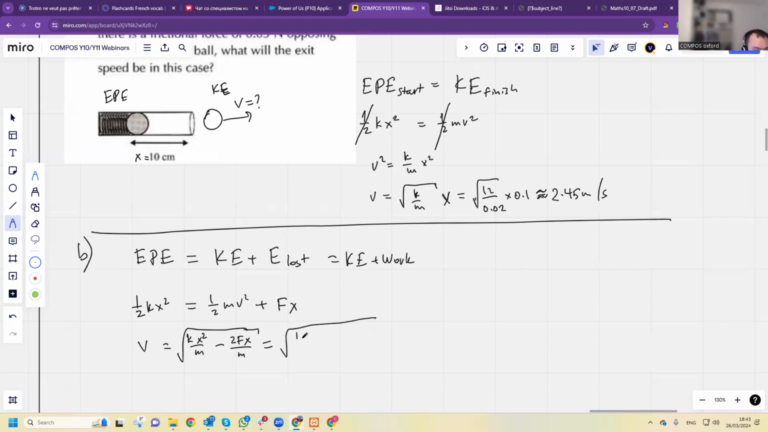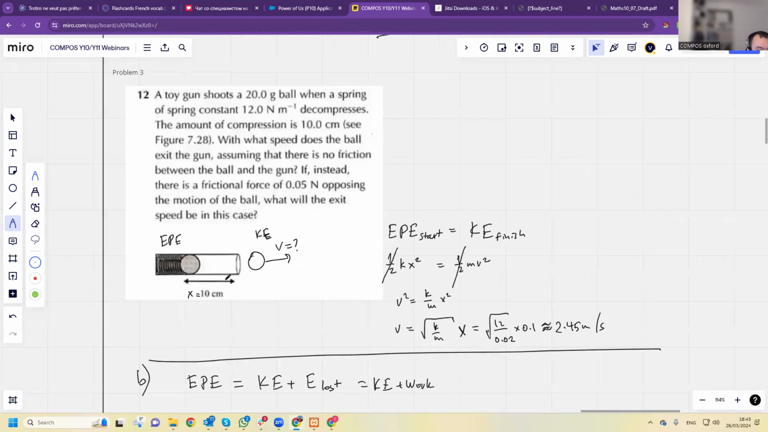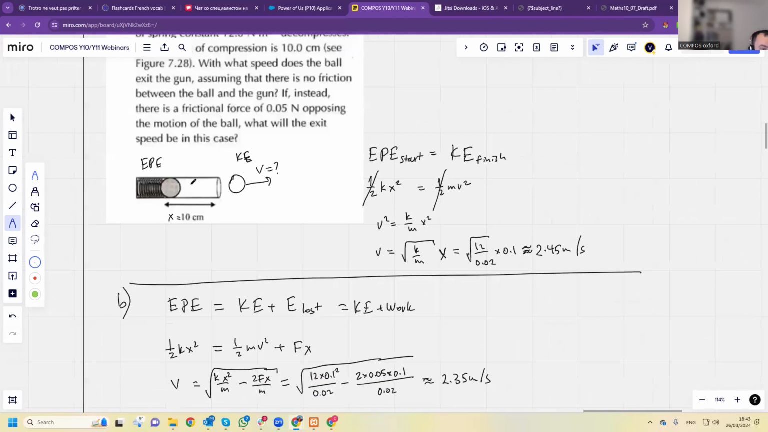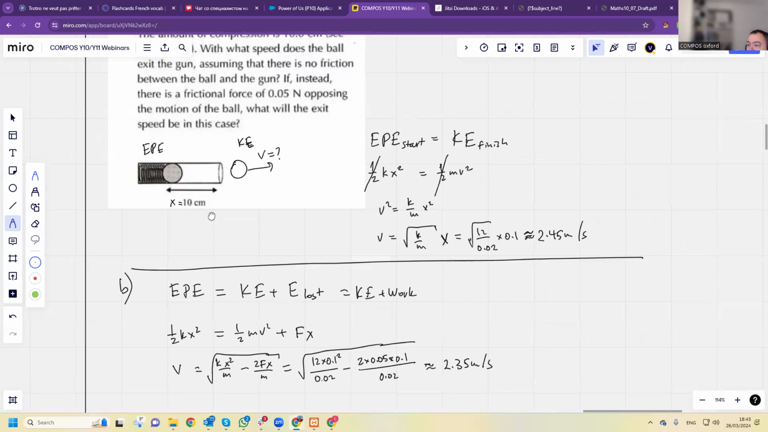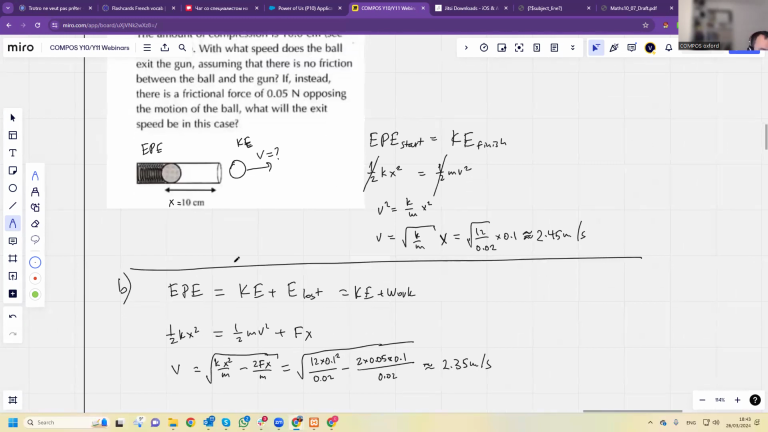So it's 12 times 0.1 squared divided by 0.02 minus 2 times 0.05 times 0.1 divided by 0.02, and that should be 2.35 meters per second. It's slightly more. So if there's friction in the toy gun, then the speed will be smaller. Okay. All right. Yeah, that makes sense.